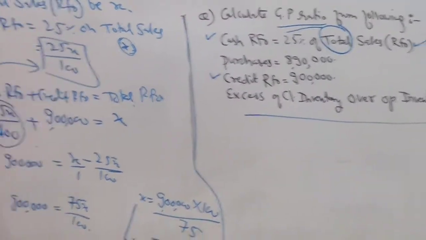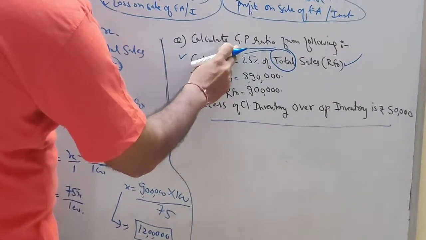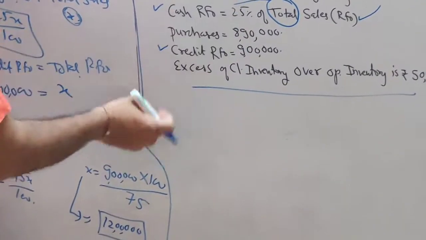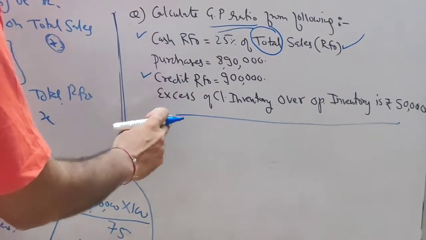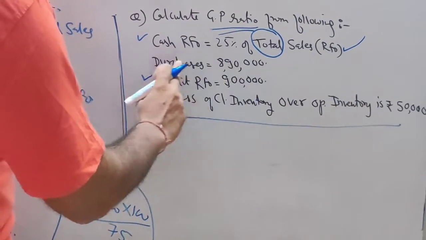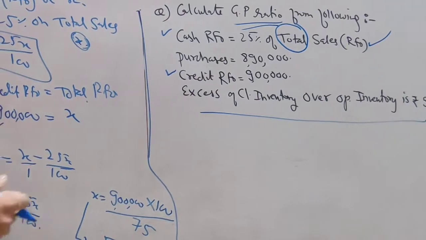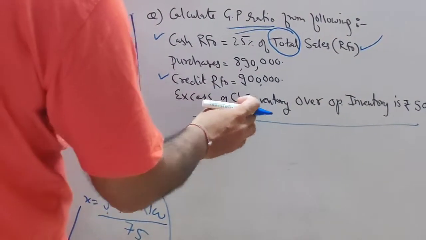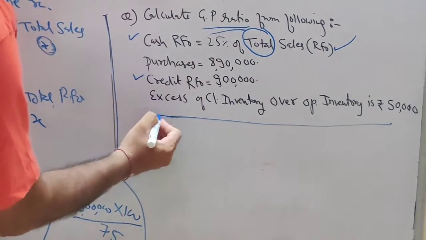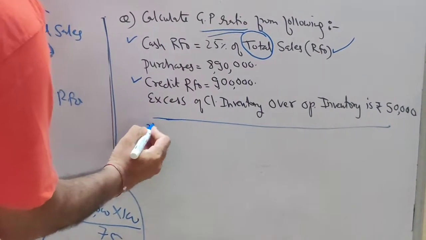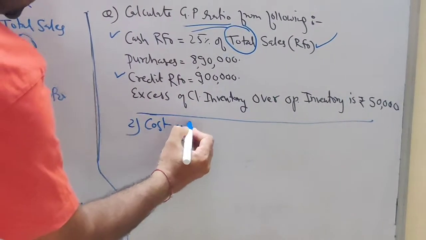Now, for gross profit ratio, we want total sales. So now I know total sale is 12 lakh. Now what I need to find is gross profit. To find gross profit, cash RFO, purchases, credit RFO and excess of closing over the opening. So purchase is given, opening closing we need to find. Okay, fine. Cost of RFO. I need to find cost of RFO. Next step. Now, fine. So cost of RFO.